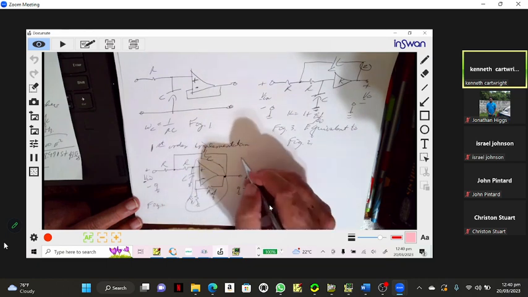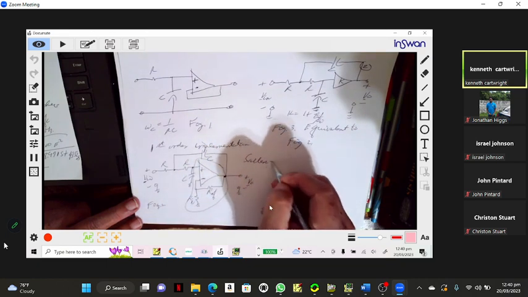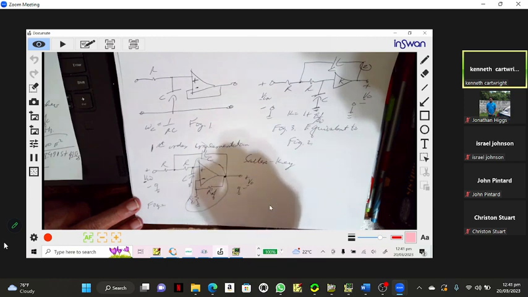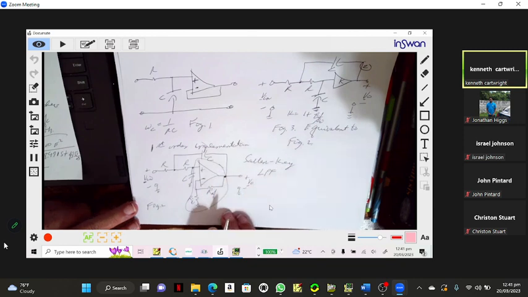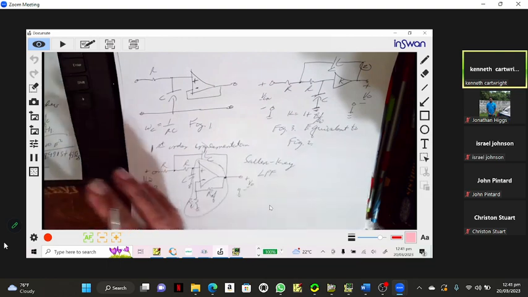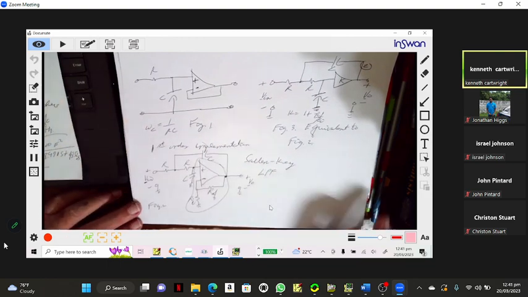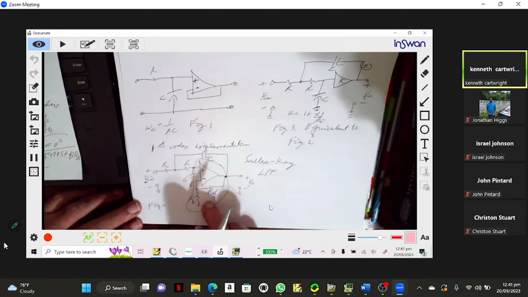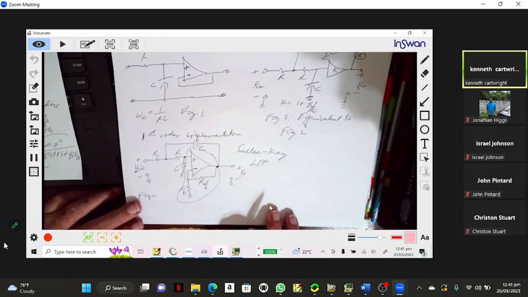This circuit, by the way, is called a Sallen-Key, after the two guys who invented it, I don't know, must be 70 years ago. A Sallen-Key low pass filter is just a way to implement a low pass filter. A Sallen-Key doesn't determine whether it's Butterworth or whether it's Chebyshev. A Sallen-Key would implement either one of those.